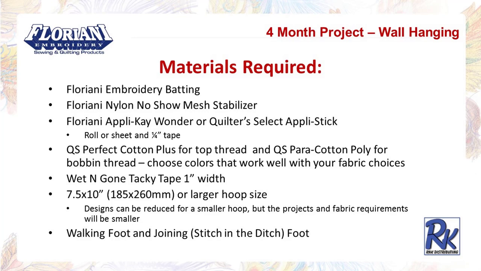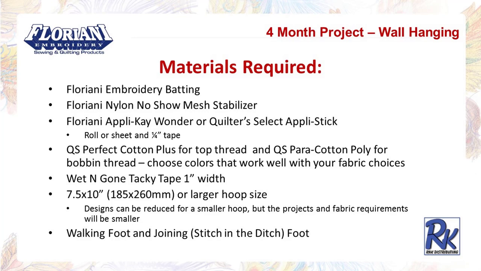Either one you pick, you want some rolls or sheets of it, and you'll also want some quarter-inch tape version of it. And then for thread, we prefer that you use Quilter Select Perfect Cotton Plus for the top thread, and Quilter Select Para Cotton Poly for the bobbin thread. And you'll want to choose colors that work well with your fabric choices, including the bobbin thread. You'll also want to have some wet and gone tacky tape in the 1-inch width. You'll need a 7.5 by 10 inch or 185 by 260 millimeter or larger hoop size.